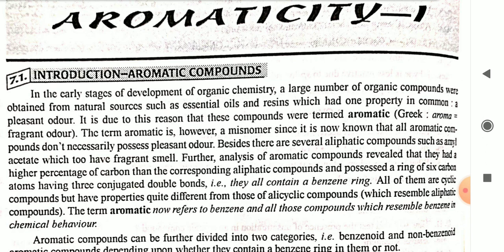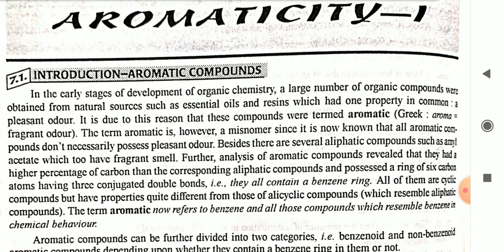Further analysis of aromatic compounds revealed that they had a higher percentage of carbon than the corresponding aliphatic compounds and possessed a ring of 6 carbon atoms having 3 conjugated double bonds. For example, they all contain a benzene ring. All of them are cyclic compounds but have properties quite different from those of acyclic compounds, which resemble aliphatic compounds. The term aromatic now refers to benzene and all those compounds which resemble benzene in chemical behavior.